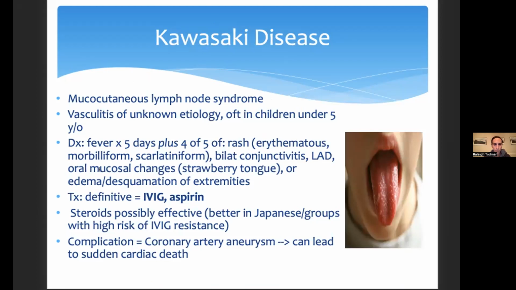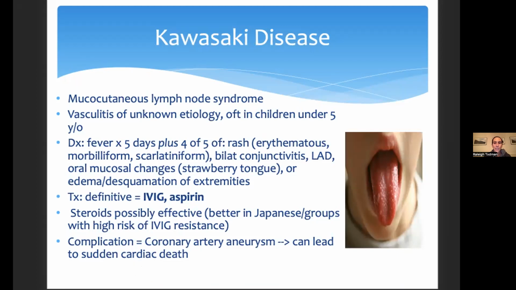To diagnose it, you need fever for 5 days plus 4 of the following: the rash, which is scarlatiniform or morbilliform; bilateral conjunctivitis; lymphadenopathy; oral mucosal changes, where the catchphrase is strawberry tongue, which this is a picture of; or edema or desquamation of the extremities. So 4 to 5 of those for the diagnosis.